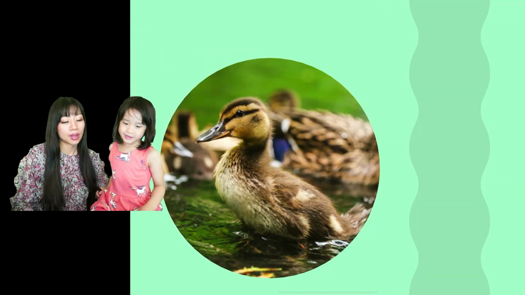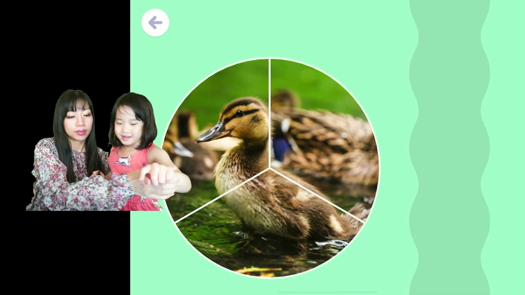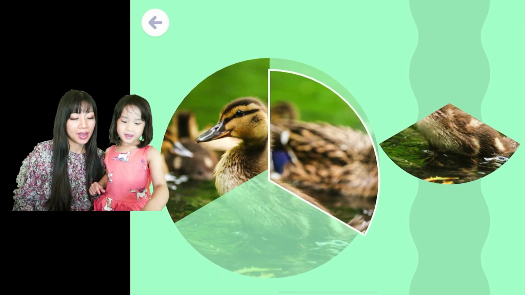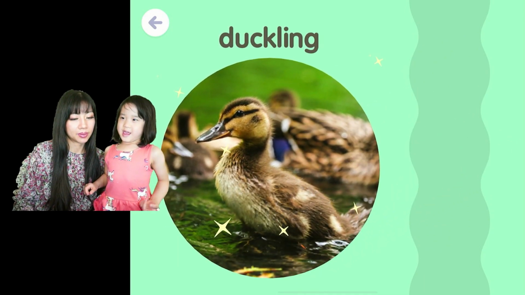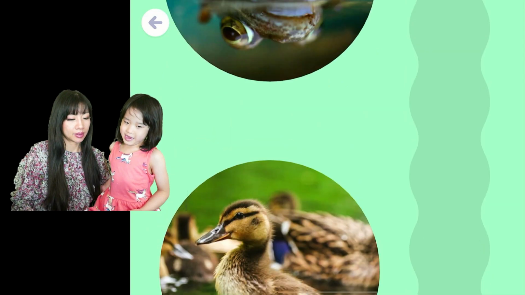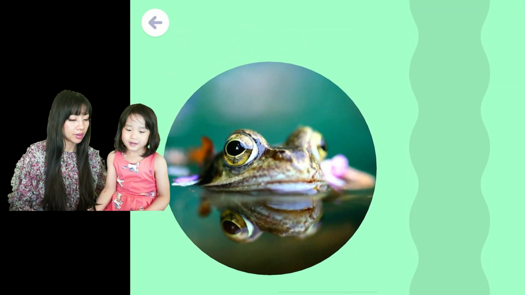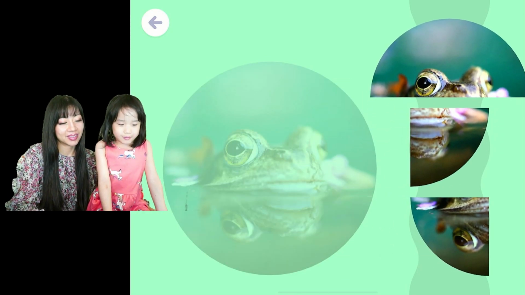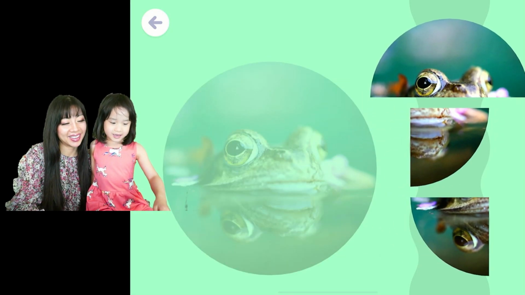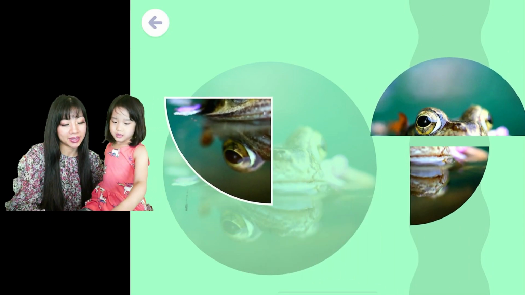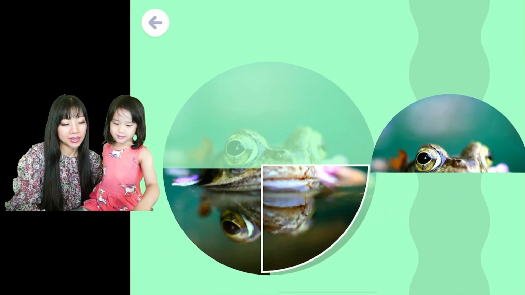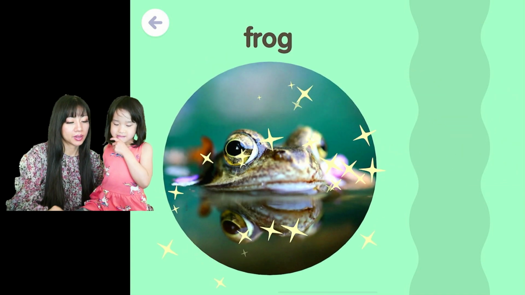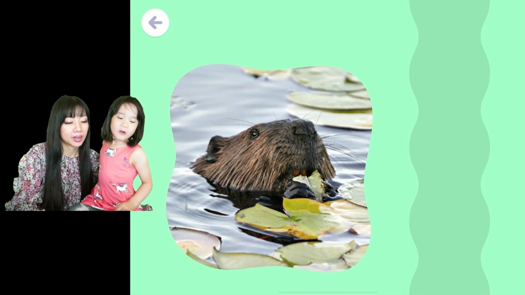What's this one? A puzzle? A puzzle. I know how to do it. Yeah, that's easy for you. Duckling. This is so easy. That's why I don't want to play, because this is so easy. Look. It's okay, but it's fun. Look, the same face. Yeah, the water is reflecting the frog's face in the water.